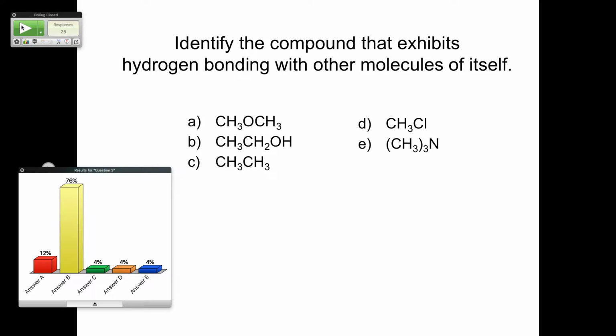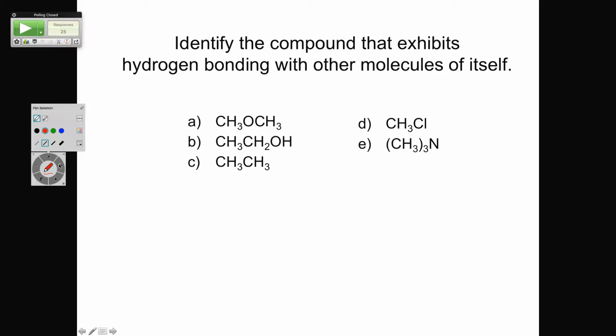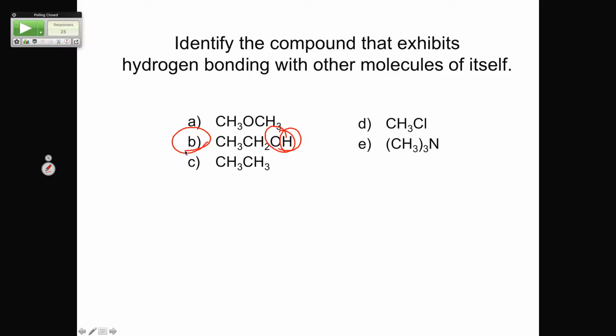There we go. Okay. Yep, it's B. What do you have to have for hydrogen bonding? You have to have a hydrogen attached to an O. Okay, what's wrong with A? What are these three hydrogens attached to? Carbon. That carbon. What about these? That carbon. So that compound looks like this.